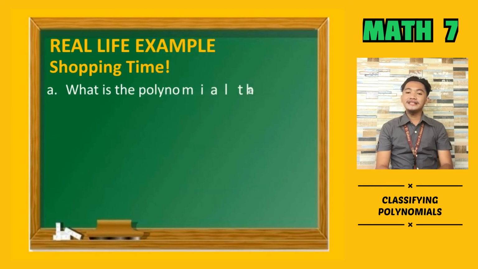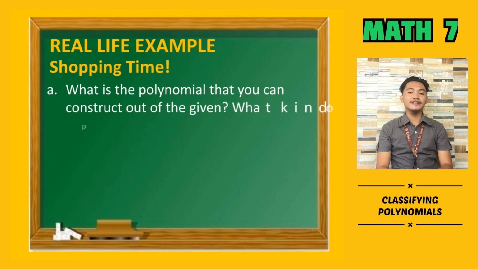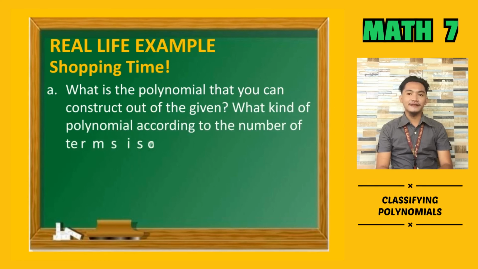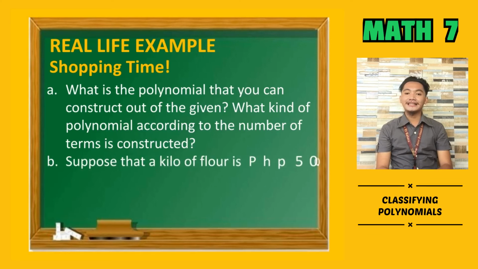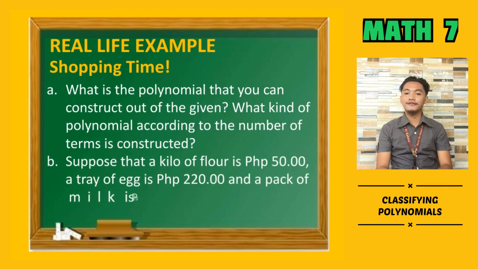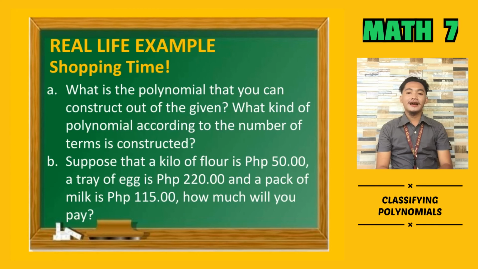Now, what is the polynomial that you can construct out of the given? What kind of polynomial according to the number of terms is constructed? And suppose that a kilo of flour is 50 pesos, a tray of egg is 220 pesos, and a pack of milk is 115 pesos. How much will you pay?